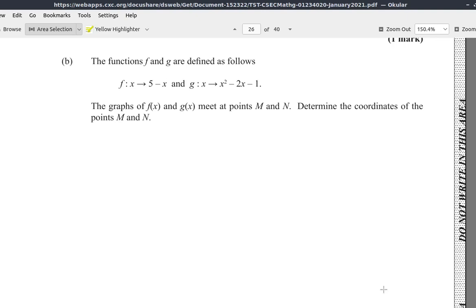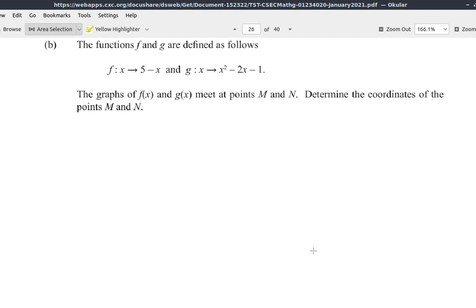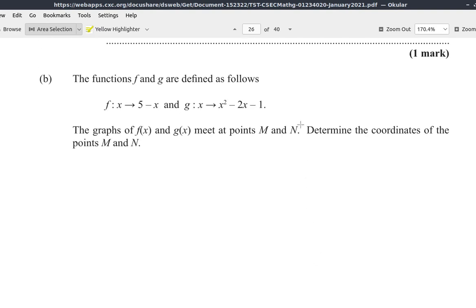We're now at part B of question 8 from the January 2021 CSEC Mathematics past paper. It says the functions f and g are defined as follows. f of x is mapped onto 5 minus x, and g of x is mapped onto x squared minus 2x minus 1. The graphs of f of x and g of x meet at the point m and n. Determine the coordinates of the points m and n.